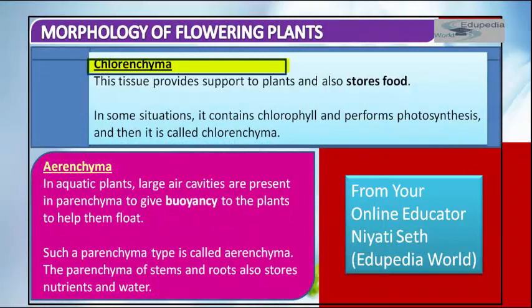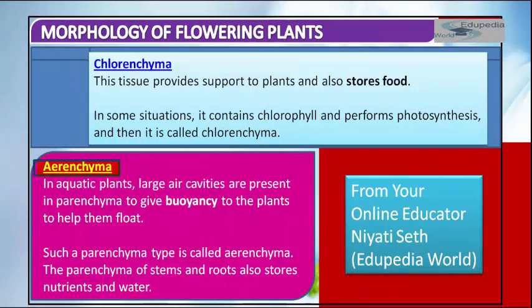Now comes your chlorenchyma. This tissue provides support to plants and also stores food. In some situations, it contains chlorophyll and also performs photosynthesis. These cells assimilate food when they contain chloroplasts. Intercellular spaces in chlorenchyma are absent.